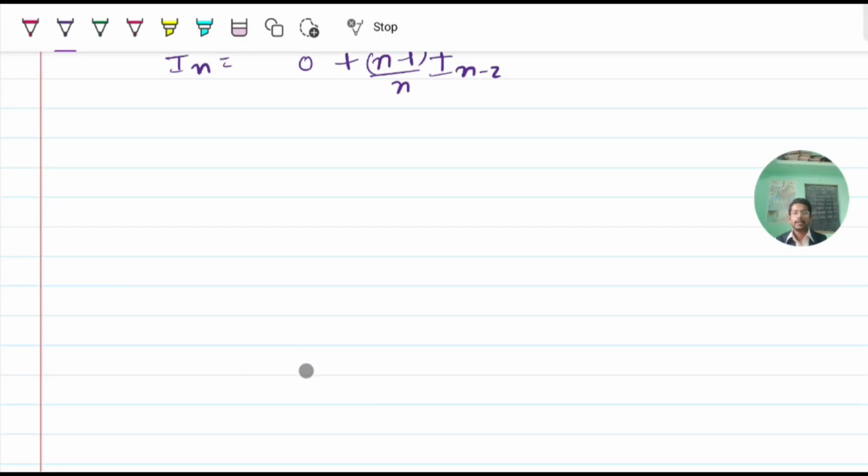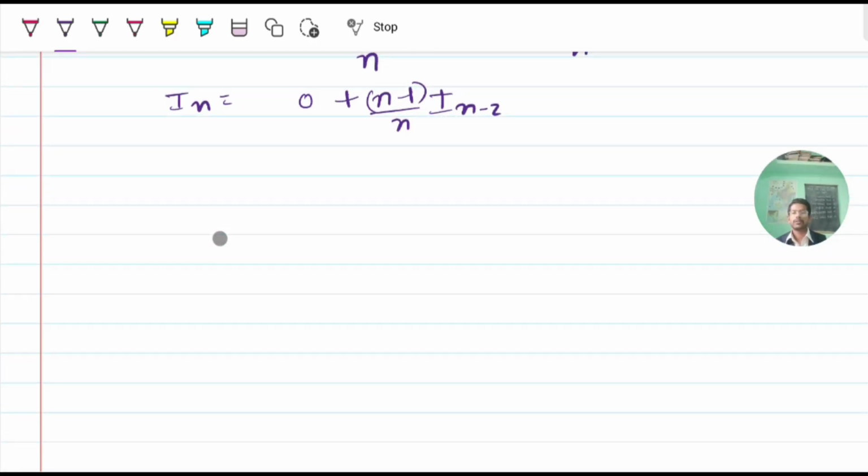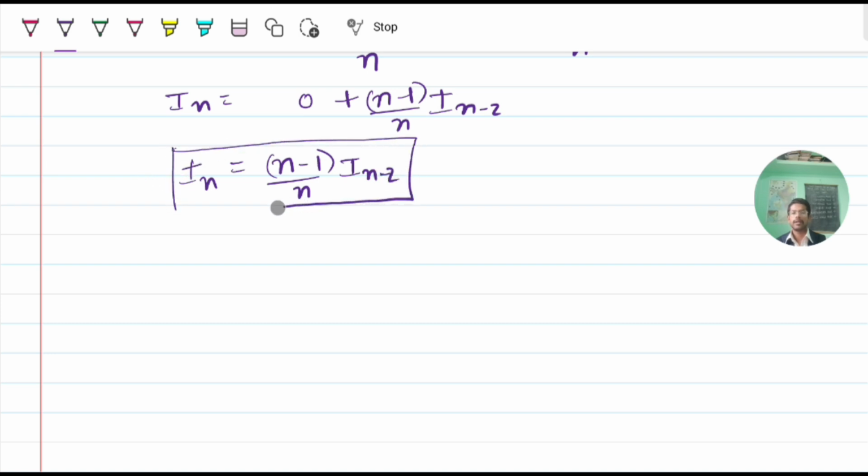Then I_n equals n minus 1 divided by n into I_n minus 2. So this is the reduction formula for the integration from 0 to pi by 2 of sine power n x dx. You understand?